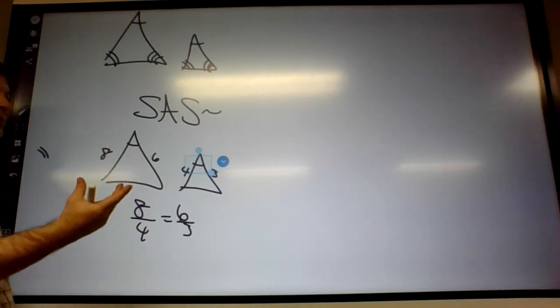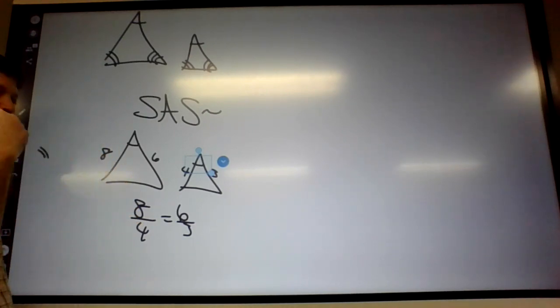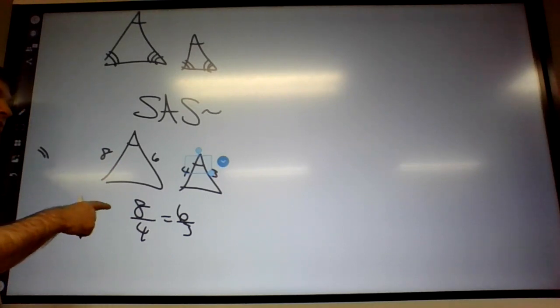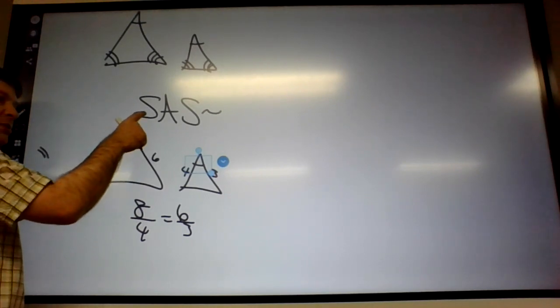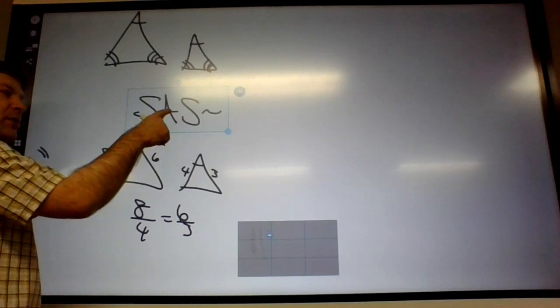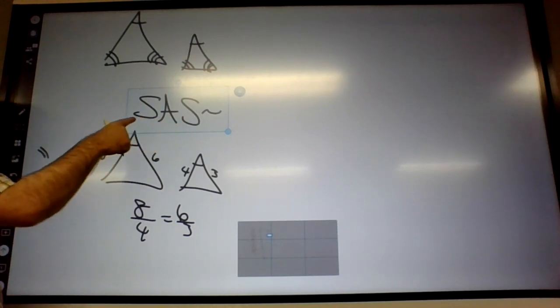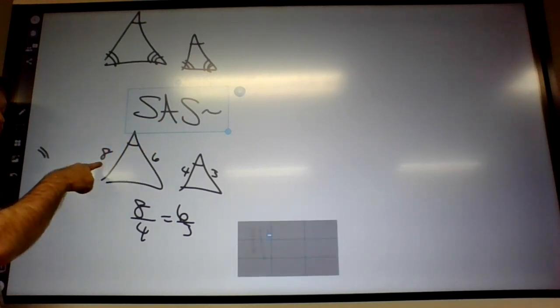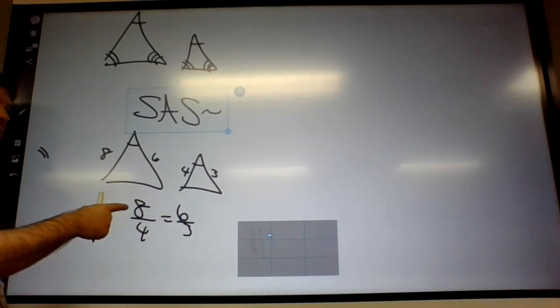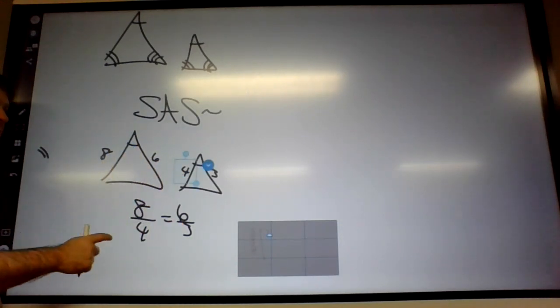So it's like the side-angle-side congruence theorem back in chapter 4 or whatever. That was a long time ago. Where we had to prove two pairs of sides are congruent and the angle between them is congruent, but this time we have to prove two pairs of sides are proportional, not congruent. These are not congruent. All right.